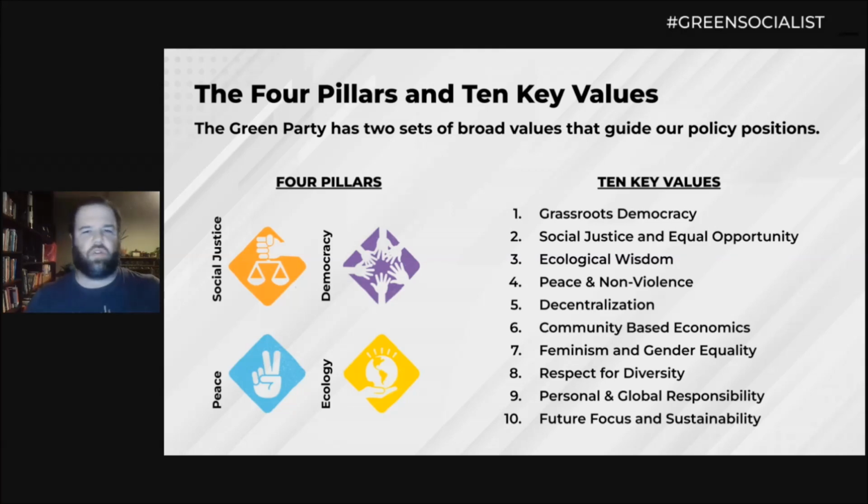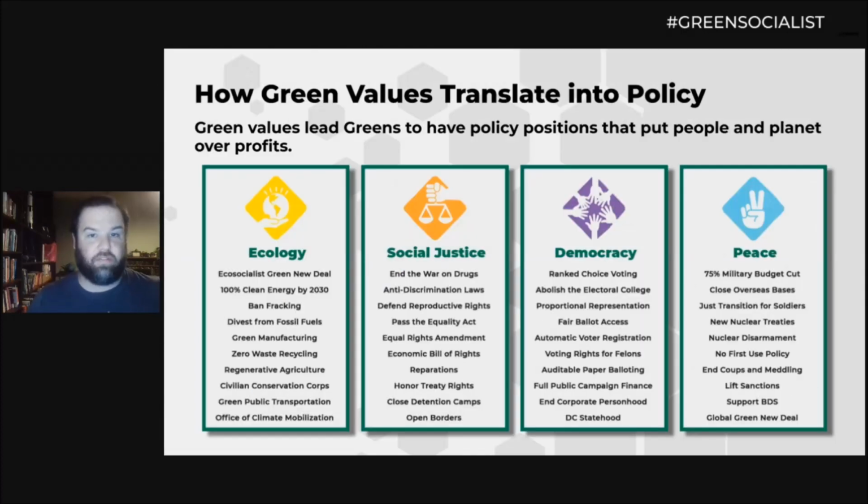So those are the broad strokes of what Greens believe in. But that then leaves the question, okay, but what do you actually believe in, right? So how do Green values translate into policy? When you look at breaking these down in terms of our four pillars, we can look at ecology. We've got the eco-socialist Green New Deal, which provides 100% clean energy by 2030 in all sectors.